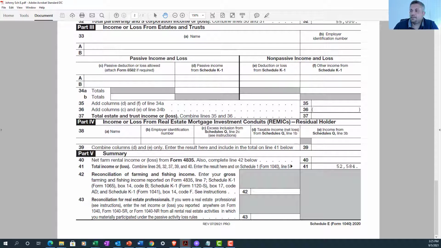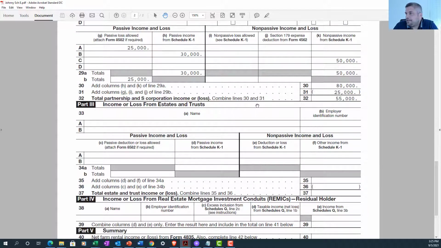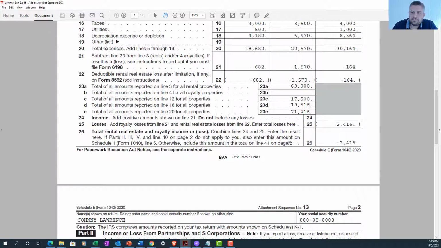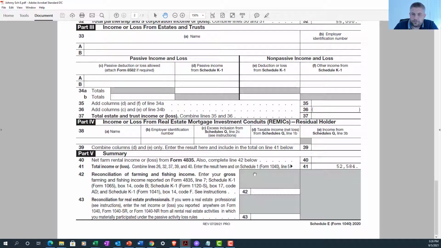loss activities. So in Johnny's case, on line 41, we're showing $52,584 of income, which is the total from line 32 above, the $55,000, and the losses from part 1 through rental properties of $2,416. So that's where we're coming up with the $52,584. Now down here, Johnny's not a real estate professional because he works full-time in his karate studio.